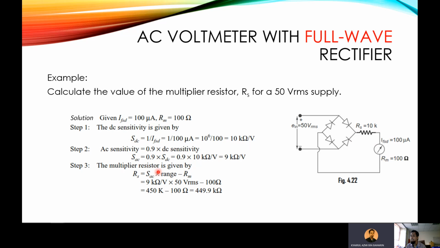And the multiplier resistor is given by the AC sensitivity multiplied by the AC range, so 9 kilo ohm per volt, multiplied by the range here, 50 volt, and then subtract the meter resistance of 100 ohm. So the value of the multiplier resistor should be 449.9 kilo ohms.